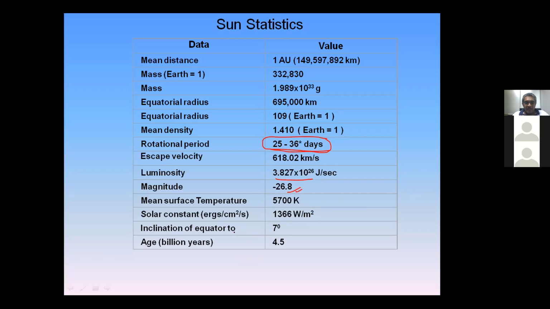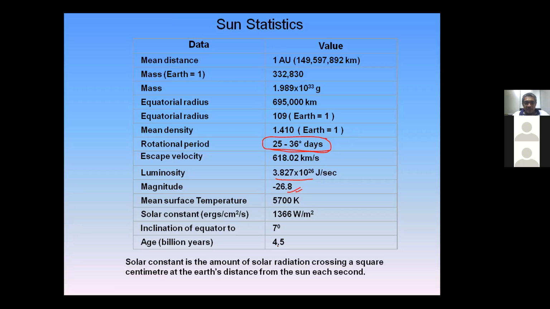Inclination of the rotation axis, right? The rotation axis is actually inclined to the plane, overall around 7 degrees. Age is 4.5 billion years old. Now you know that the sun is a middle-stage star, so it can live another 4.5 or 5 billion years. Totally, it's going to be 10 billion years, the estimation of the lifetime.